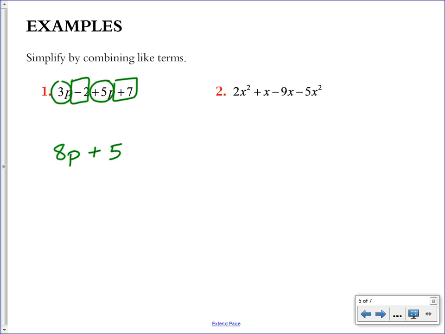In the second example, I finally have exponents. So I'm looking at the first term, which is a 2x squared. Look for something else that also has an x squared in it. So the positive 2x squared can be combined with the minus 5x squared to give me a negative 3x squared. Notice I'm not changing the squared at all. Then I'm looking at this positive 1x, and that can be combined with this negative 9x to give a negative 8x. And those two things aren't like terms, so I can't combine them together, and that's the simplified final answer.